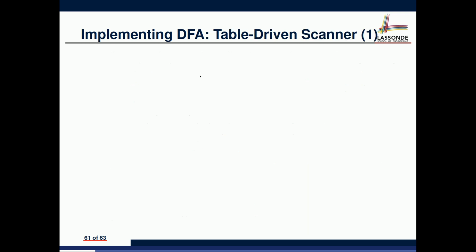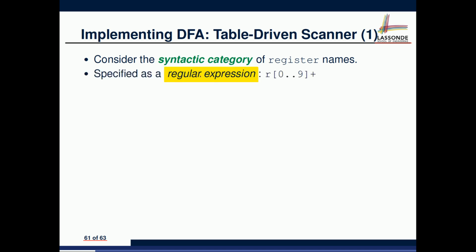Now the algorithm, let's just give one example from the textbook. Let's say we have a syntactic category called register. It's going to be the category for register names. And then let's say this is the regular expression. Well, that's one of your exercises, right? You get a partial solution to this over here. That's what you will have to specify for the compiler in order to generate a scanner for you.